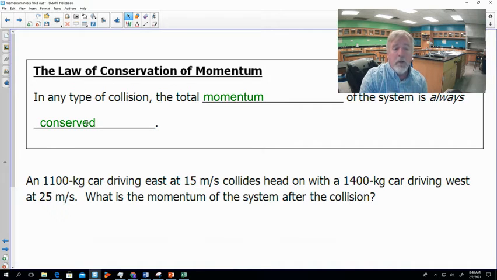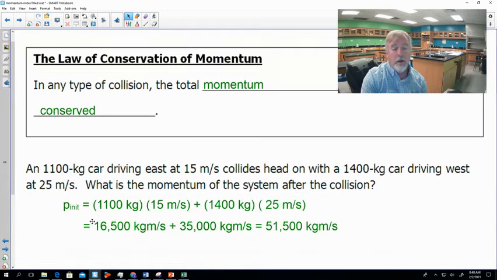A 1,100 kilogram car driving east at 15 meters per second collides head on with a car driving west at 25 meters per second, and the car weighs 1,400 kilograms. So this is our before, or our initial scenario. What's the momentum of the system after the collision? Well, the law of conservation of momentum tells us what? That our initial momentum has to equal our final momentum.